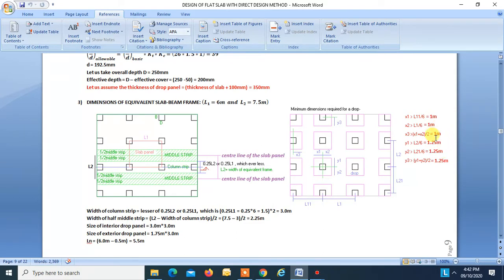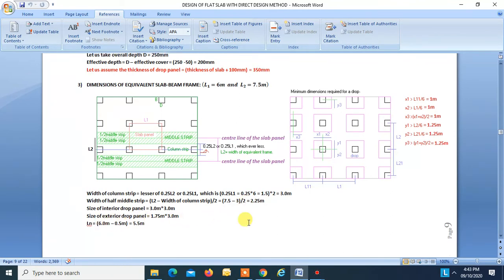Sorry, x3 we are taking as 1.5. Okay, half of the drop panel. This is 1.5 plus the half width of the column, that is 0.25. That is 1.75. 1.75 into 3. Now, Ln is the clear distance between the columns. So L1 minus 0.25 minus 0.25, that is 0.5, that is 5.5 meters.